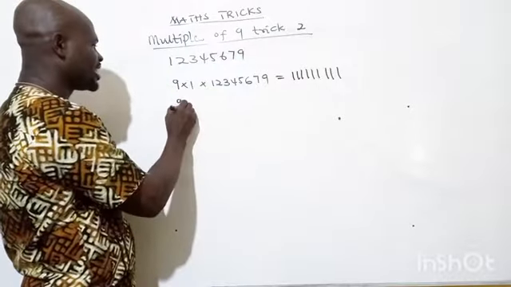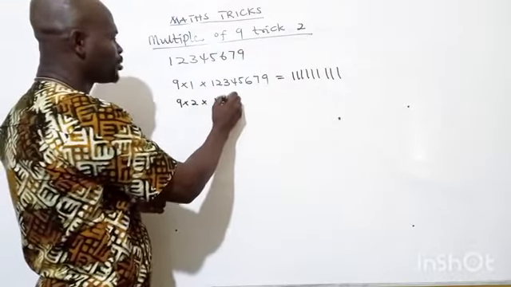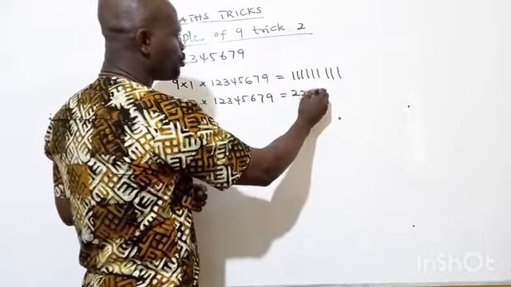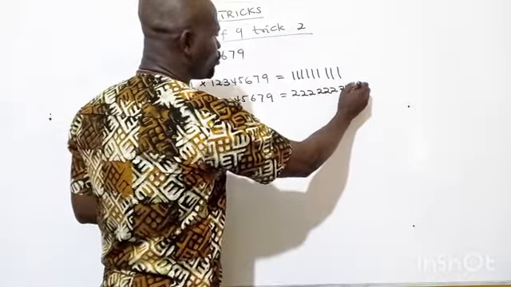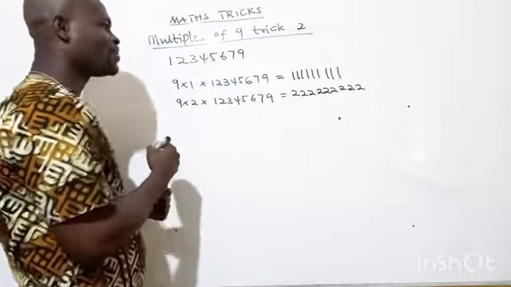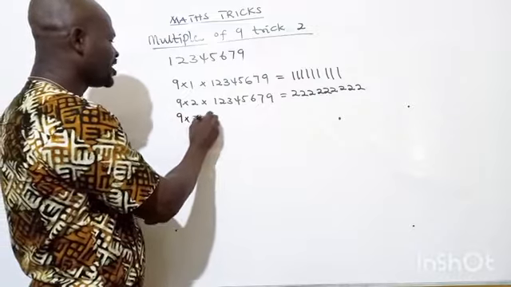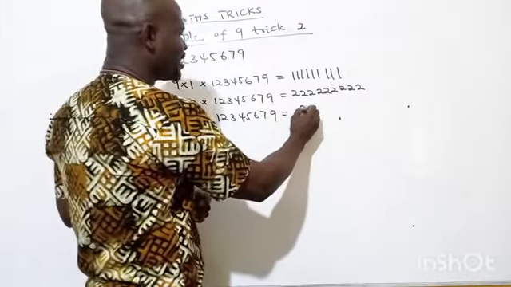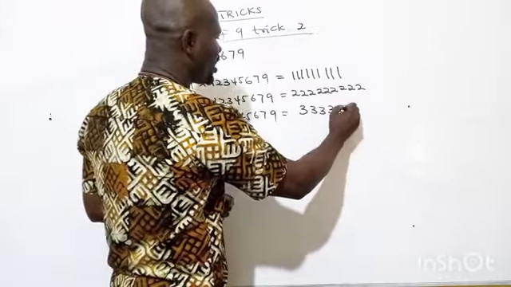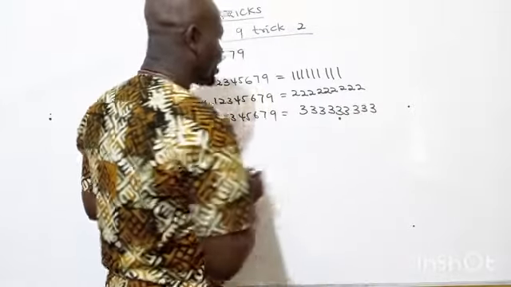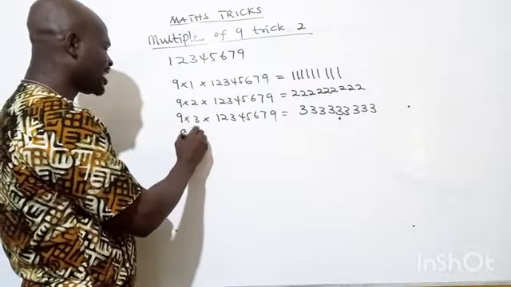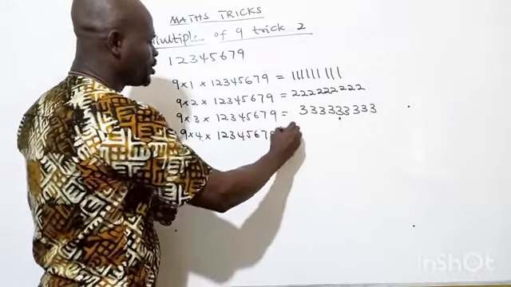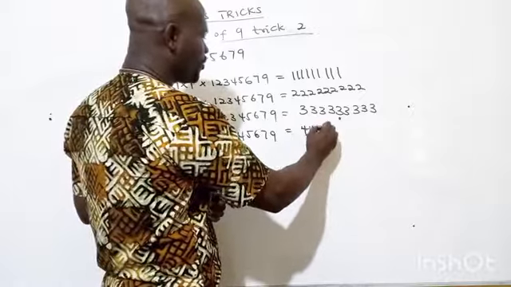The same way, 9 times 2 times the same number 1, 2, 3, 4, 5, 6, 7, and 9, you'll be getting 2, 2, 2, 2, 2, 2, 2, 2, 2 as well. When you multiply by 3, 9 times 3 times 1, 2, 3, 4, 5, 6, 7, and 9, you'll be getting 3, 3, 3, 3, 3, 3, 3, 3, 3 as well. So, when 9 times 4 times 1, 2, 3, 4, 5, 6, 7, 9, you'll be getting 4s all through.